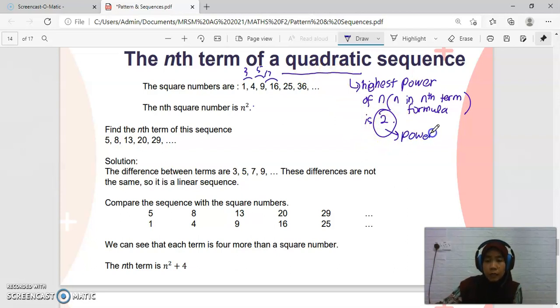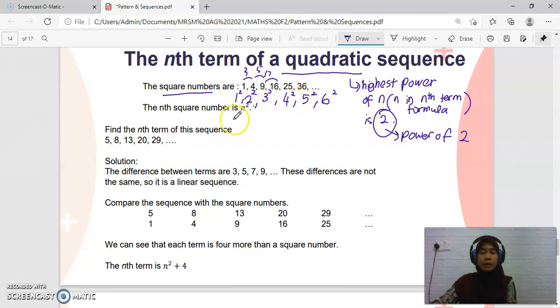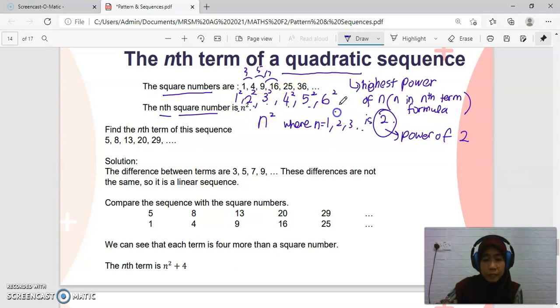So kita tengok sebab dia refer kepada power of 2. Power of 2 kalau belajar masa form 1, we call it as square numbers. Ingat ya, square number. 1 kuasa 2, 1. 2 square, 4. 3 square, 9. 4 square, 16. 5 square, 25. And 6 square is 36. Okay. So the nth term of square number is n square, where n equal to 1, 2, 3, and so on.